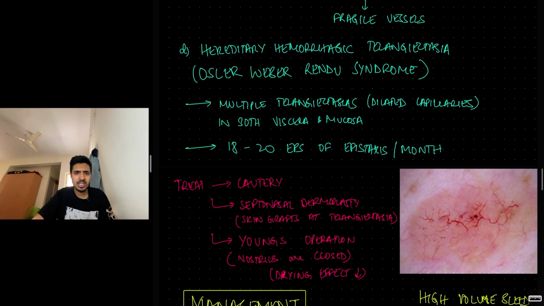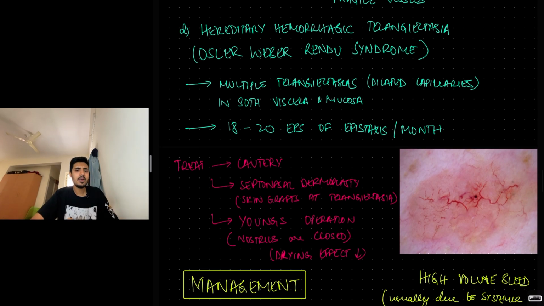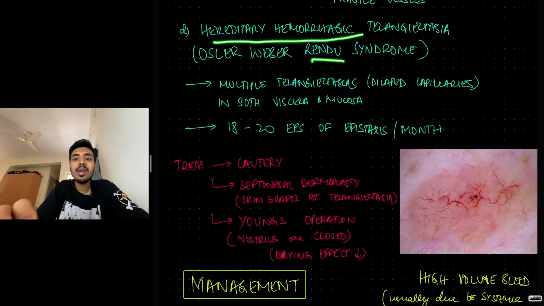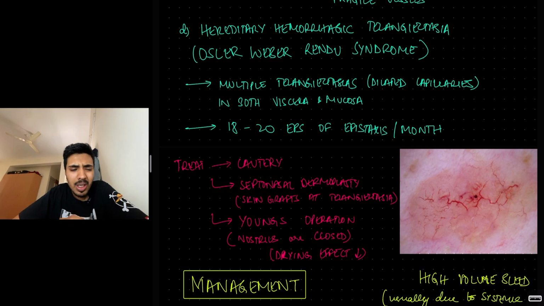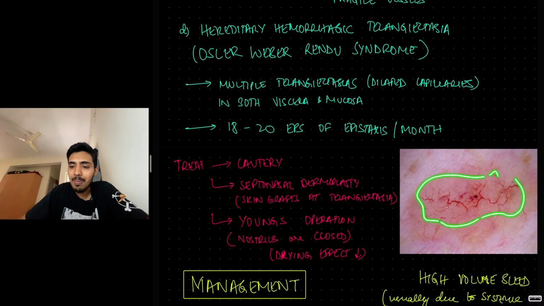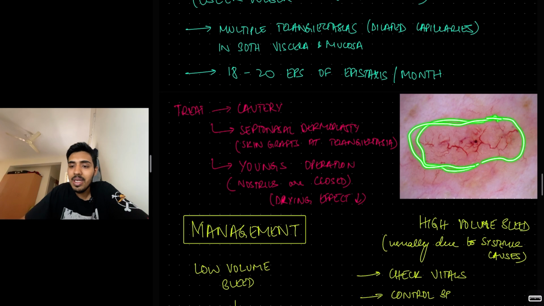Then there's another special condition known as Osler-Weber syndrome, Osler-Weber-Rendu syndrome, or hereditary hemorrhagic telangiectasia. So in this, what happens? The patient has multiple telangiectasias in the visceral organs and the mucosa. What are telangiectasias? These are regions of dilated capillaries. As you can see here, the capillaries are dilated.